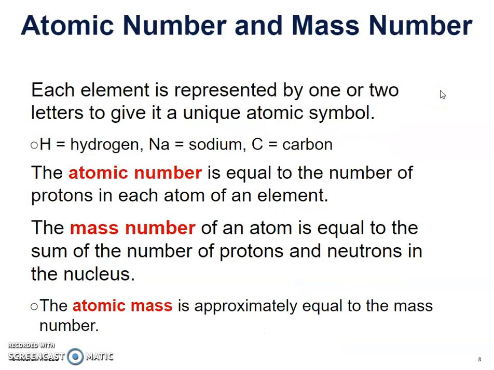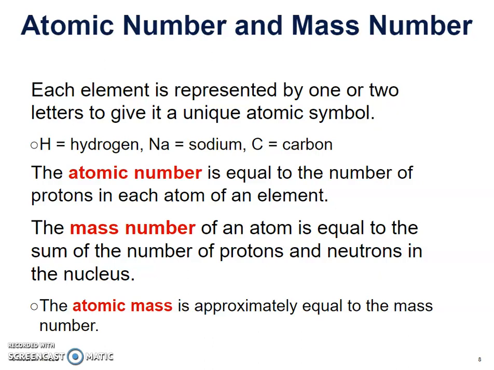Atomic number and mass number. Each element is represented by 1 or 2 letters that give it its unique atomic symbol. So if you have a capital H alone, that will always represent hydrogen. If you have He, that will always represent helium. If you have P, that equals phosphorus. Okay, each element has its own atomic symbol.